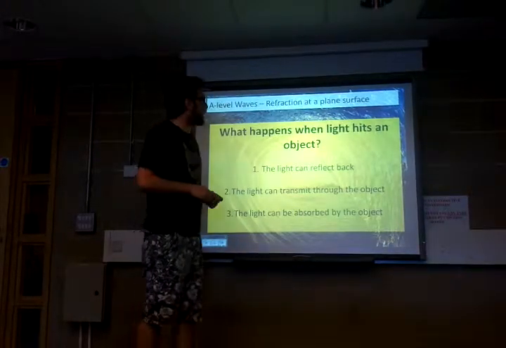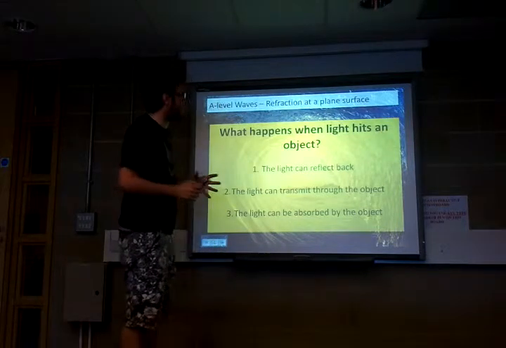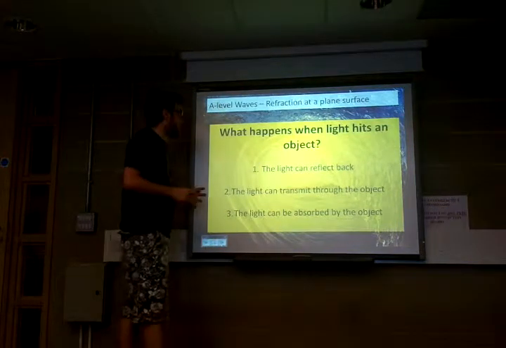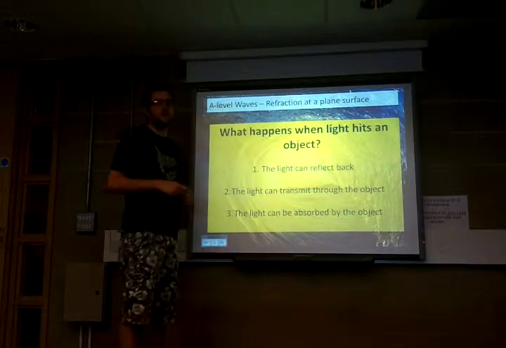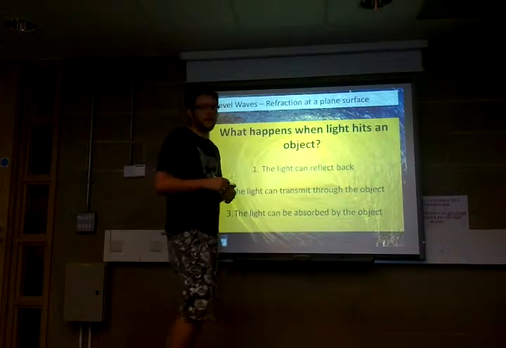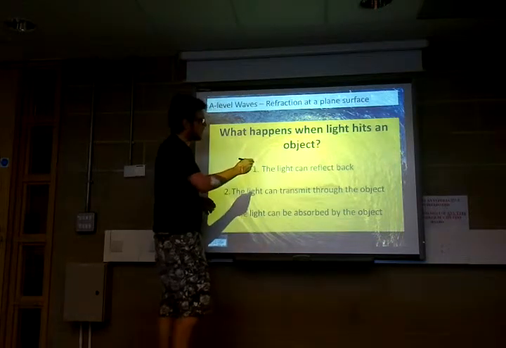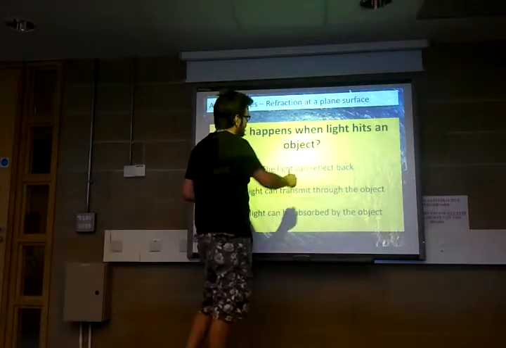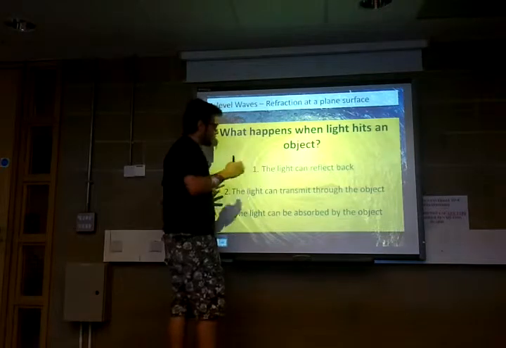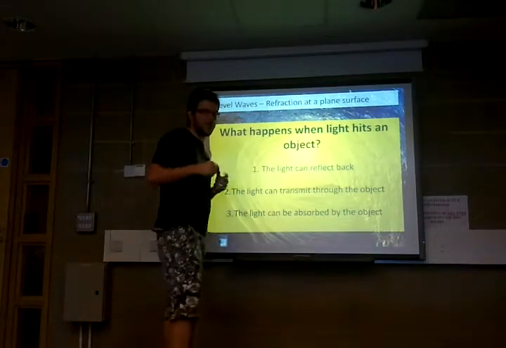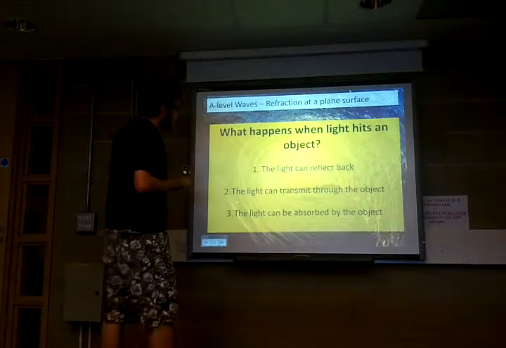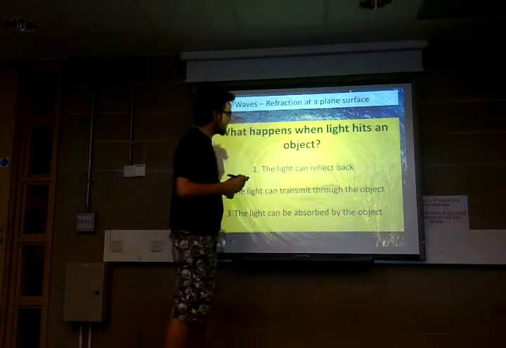So, first things first, there are 3 things that can happen when light hits an object. The first one is reflection, so the light can reflect back off the object. This is where we have our angle of incidence, which is equal to our angle of reflection in comparison to our line of normal. You should remember that from Key Stage 4, if not, it's worth having a quick look back at that.